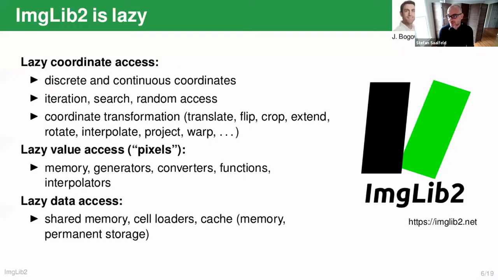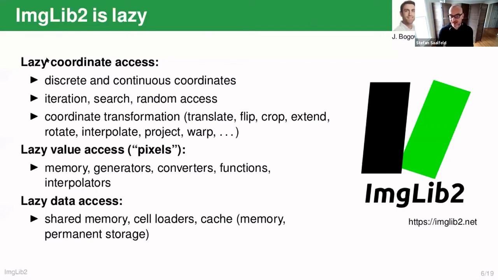The library that we're using for most of these things is our beloved image processing library, ImageLib2. ImageLib2 is not necessarily an image processing library, but a data management layer. And the thing that we like most about ImageLib2 is the fact that it is lazy. So what does it mean that ImageLib2 is lazy? ImageLib2 is lazy at several layers.